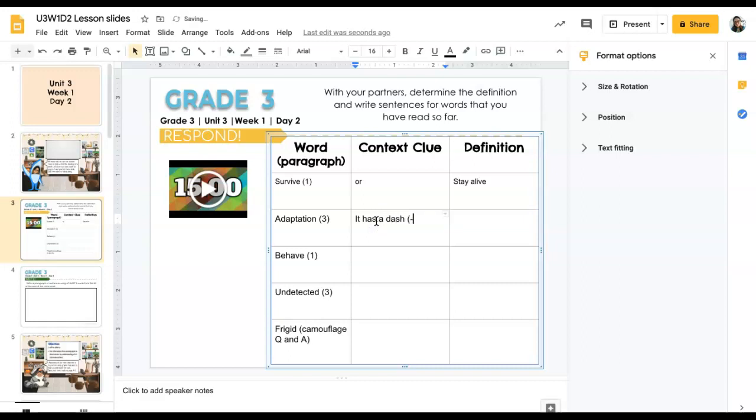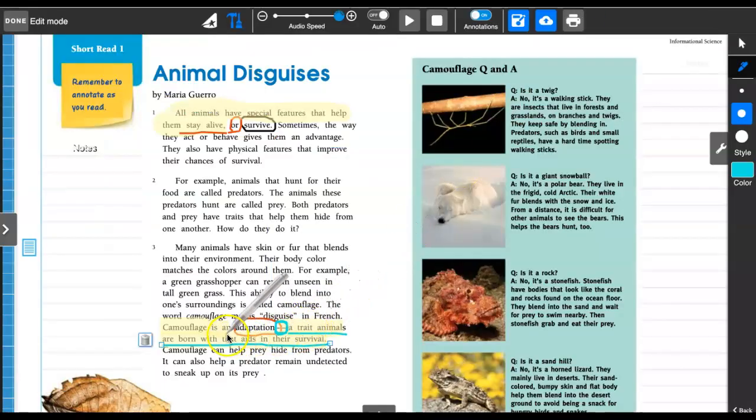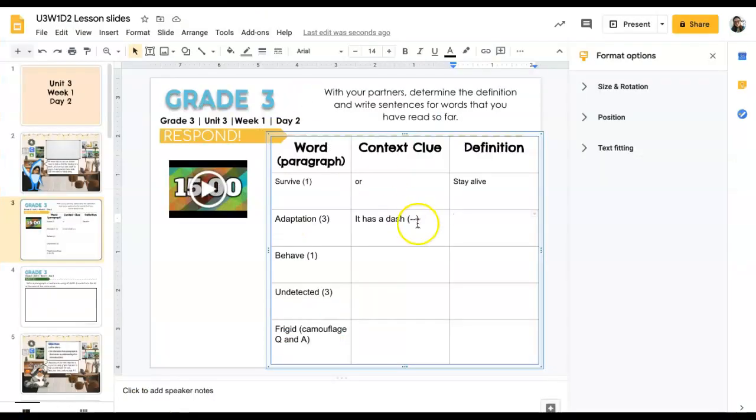And I'm going to show you how you look. That dash. Oops. Okay, and then the definition is, I'm going to have to go back to my story. A trait animals are born with that aids in their survival. A trait that animals are born with, I'm going to put it, that helps with their survival.